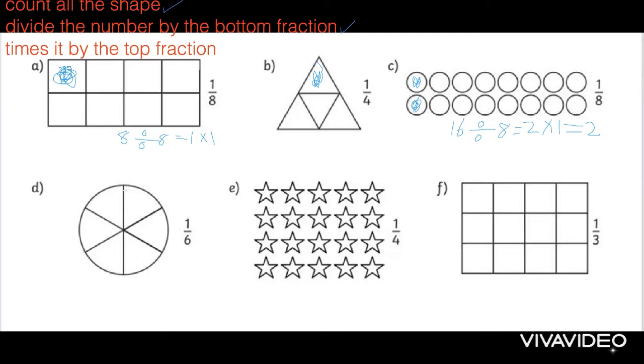Okay, so we have 1, 2, 3, 4, 5, 6. Again, this one is quite easy. So we just do 1 out of 6 because we've got 6 pizza slices and we only need to shade 1. So that's easy peasy.